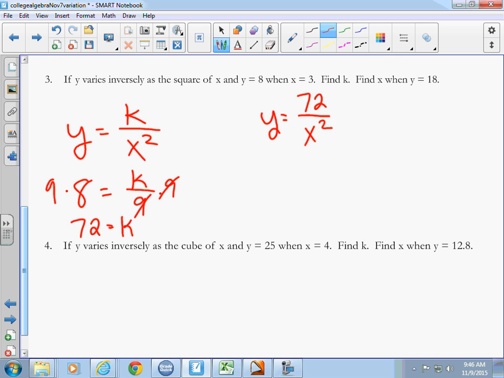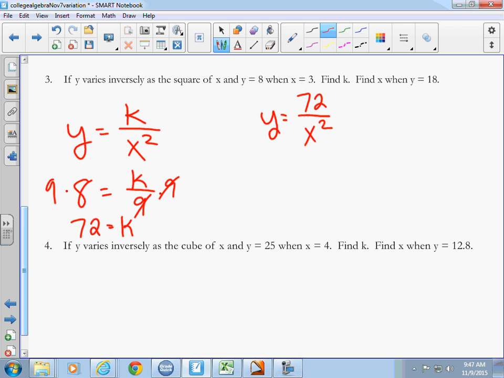Find x when y is 18. If they're asking you to find y when you have x, indirect variation is really easy. Just plug in the x and divide. And so you notice I picked examples that were a little tougher. That doesn't mean all your homework will be the tougher ones. I just figured you would rather see me work the tougher ones than the easy ones.